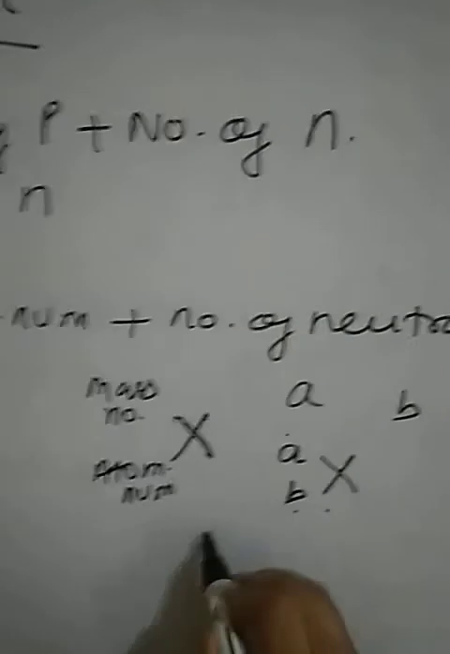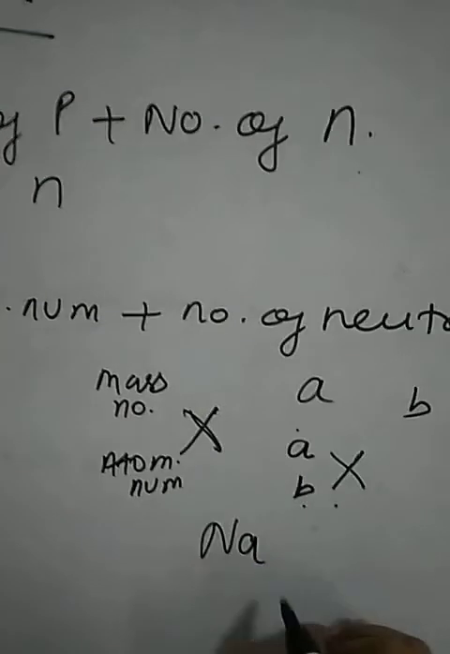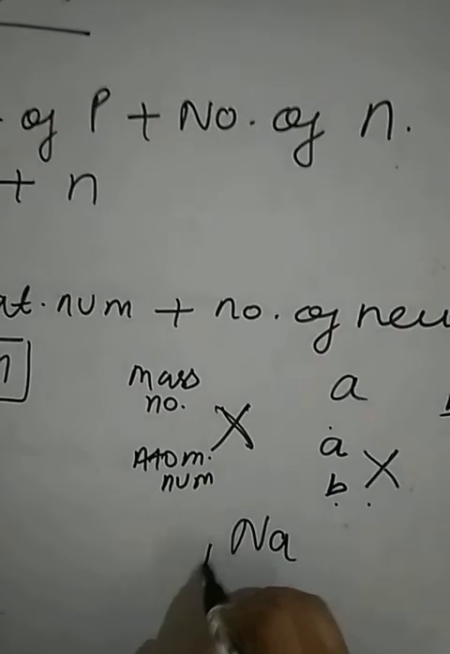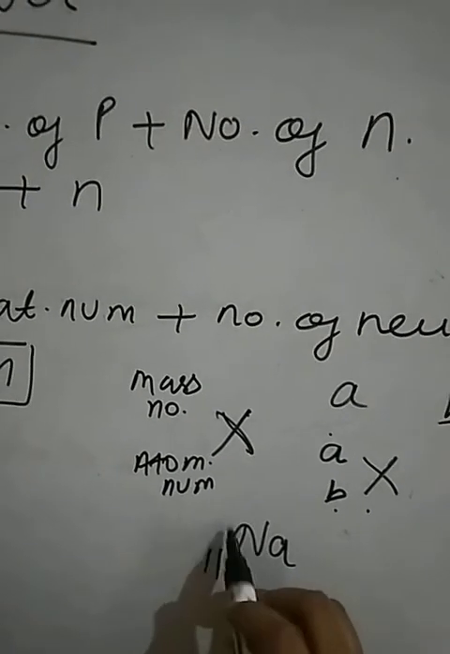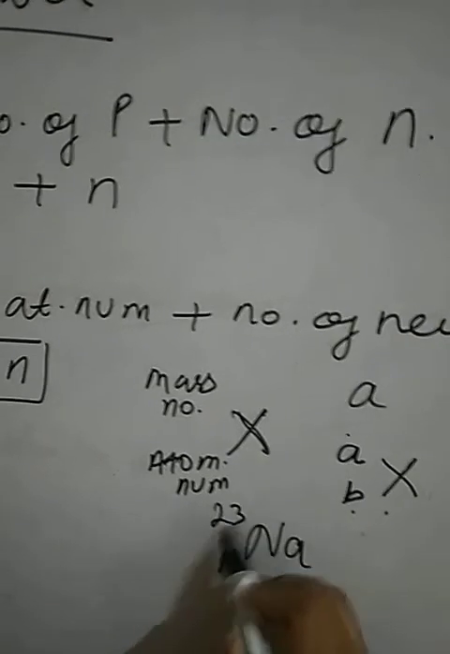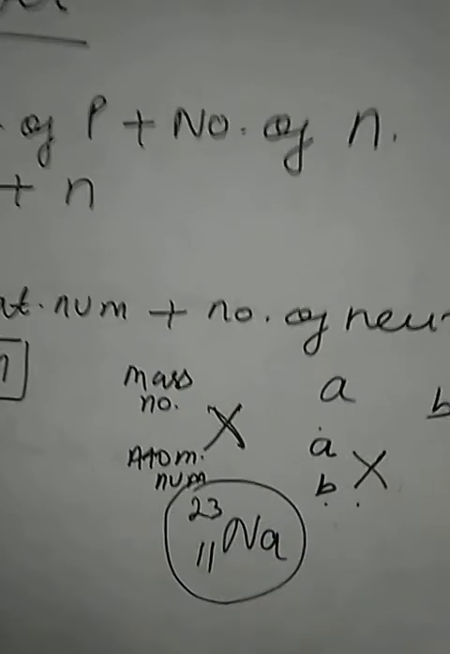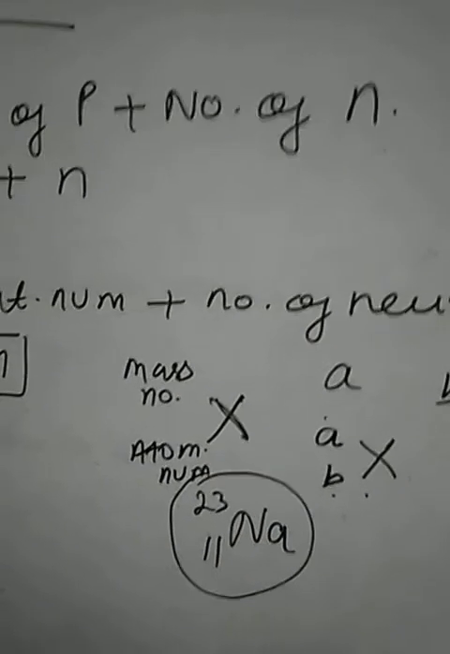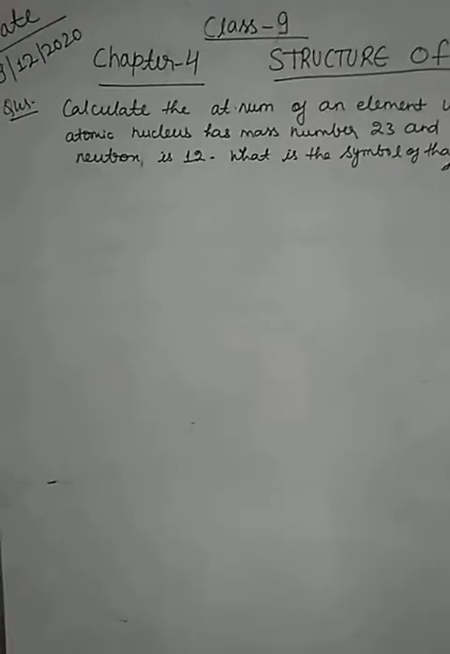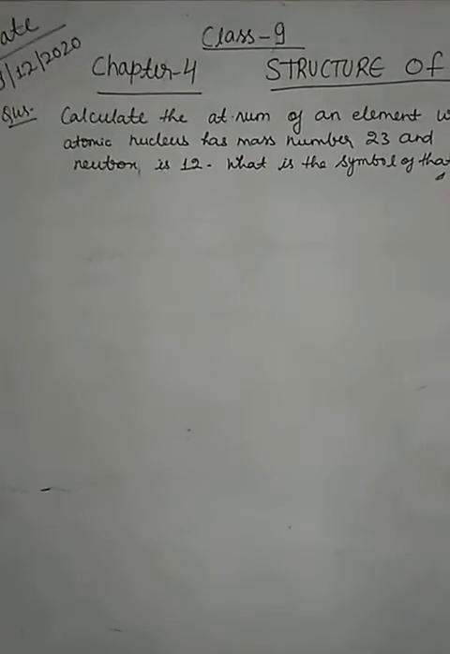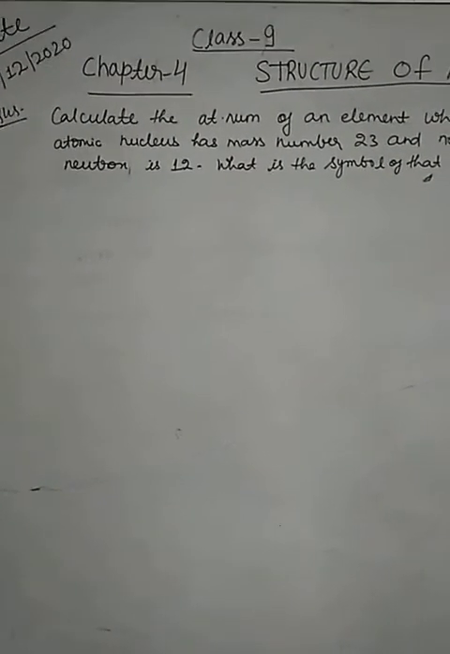For example, sodium Na, its atomic number is 11, so it can be written here, and its atomic mass is 23, so it can be written here. So in this way you are able to represent the atomic number and atomic mass of any element. Now let's do some numerical problems based on mass number and atomic number.